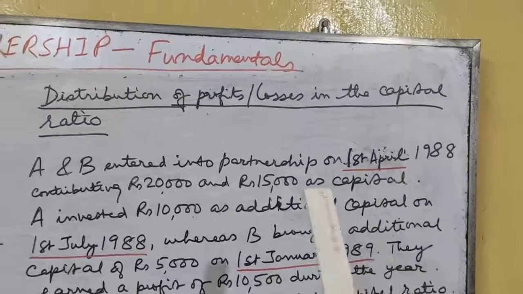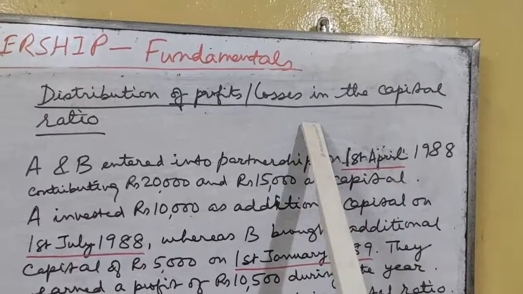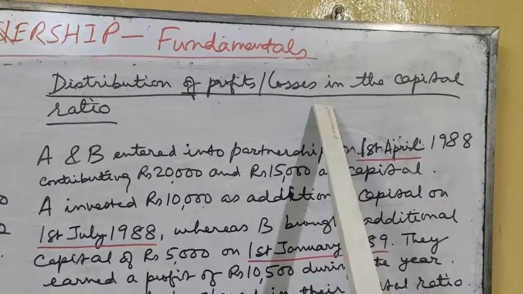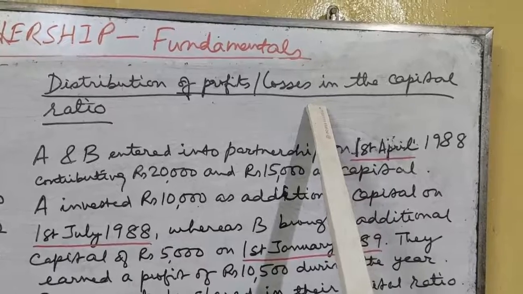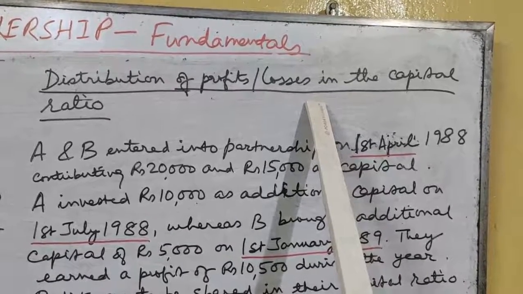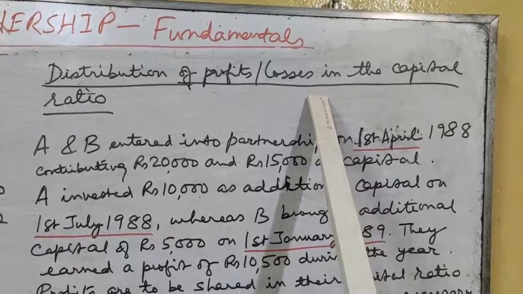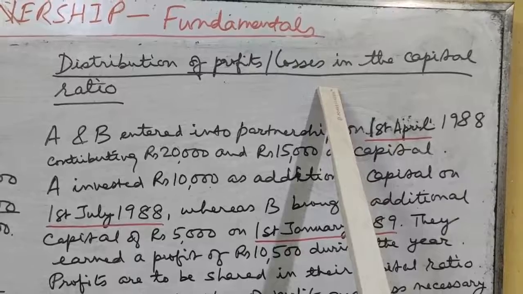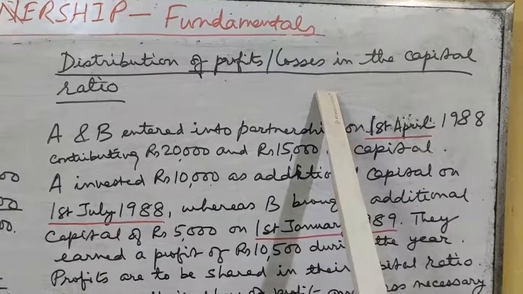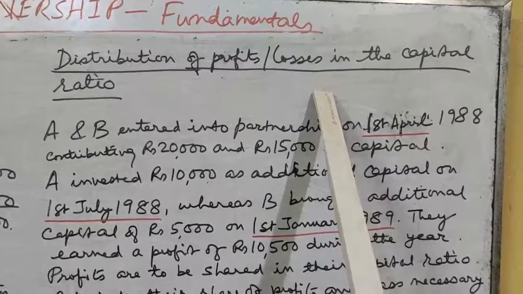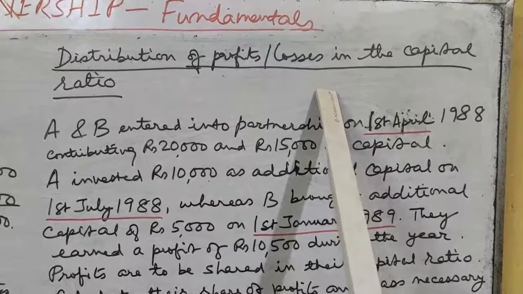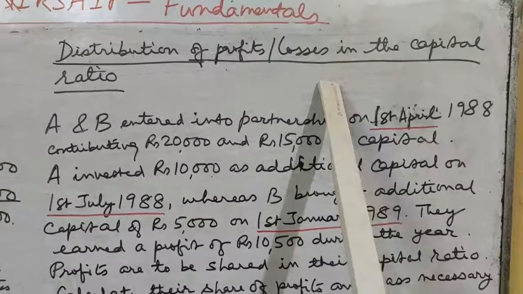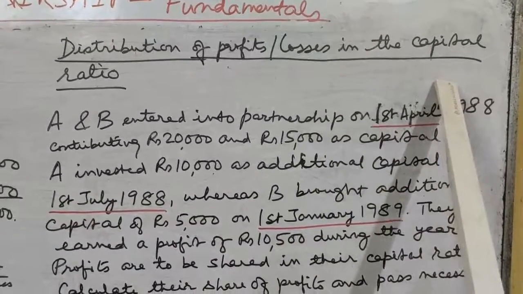Today we will be looking at distribution of profits in capital ratio. In a partnership firm, the profits and losses are shared by the partners in their agreed profit sharing ratio. And if the profit sharing ratio is not mentioned, then it is considered to be equal and the profits and losses are distributed equally. But sometimes in some questions, it is given that the profits and losses will be distributed in their capital ratio.